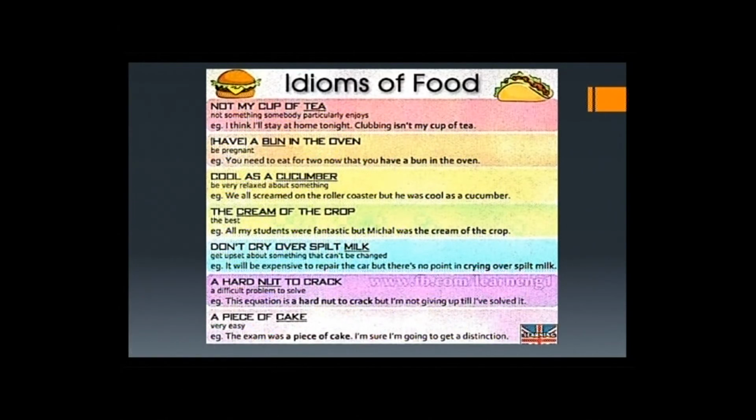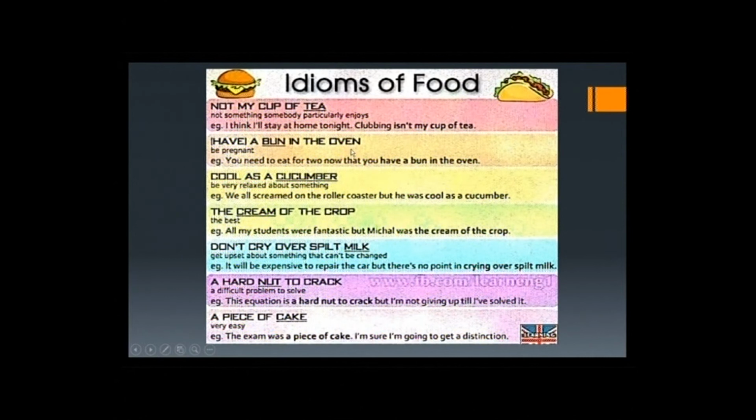Now, idioms of food. Okay, so quickly I am going through this. Idioms of food, not my cup of tea. It's a piece of cake for me. Piece of cake's other word is my cup of tea. Easy. He is saying not my cup of tea, that I cannot do this work. It's not my cup of tea. I think I'll stay at home tonight. Clubbing isn't my cup of tea. This is not my thing.